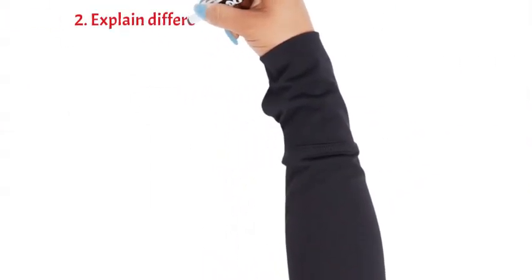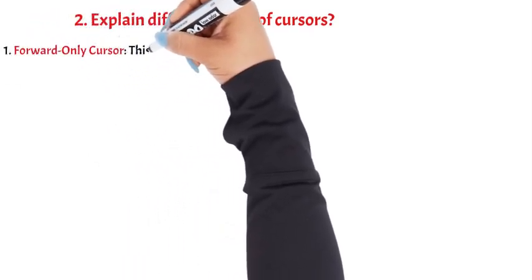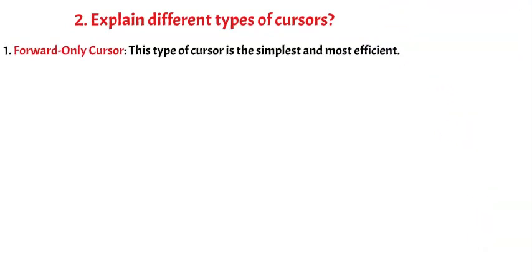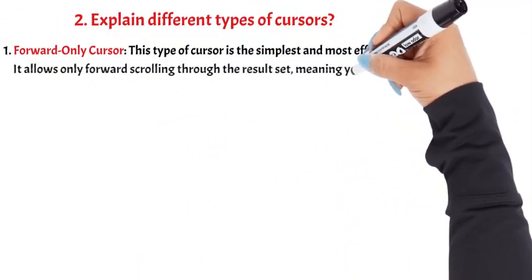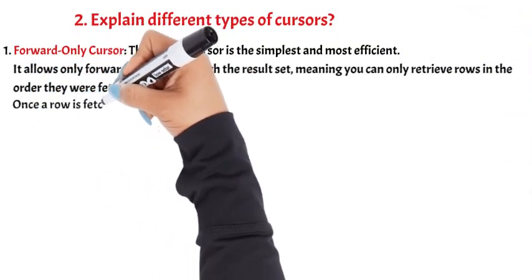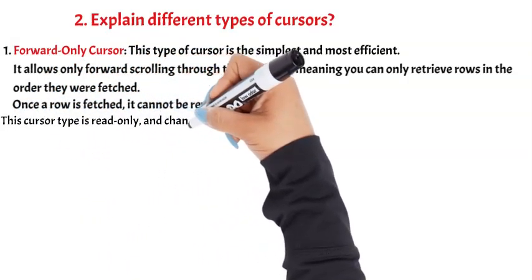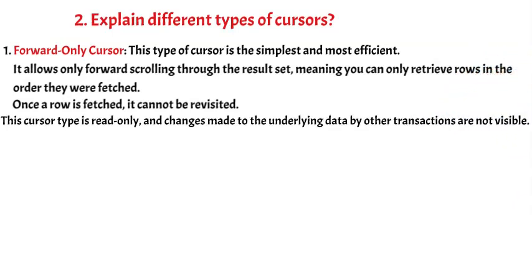2. Explain different types of cursors. 1. Forward-only cursor. This type of cursor is the simplest and most efficient. It allows only forward scrolling through the result set, meaning you can only retrieve rows in the order they were fetched. Once a row is fetched, it cannot be revisited. This cursor type is read-only, and changes made to the underlying data by other transactions are not visible.